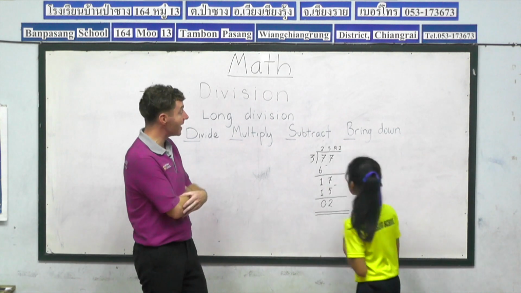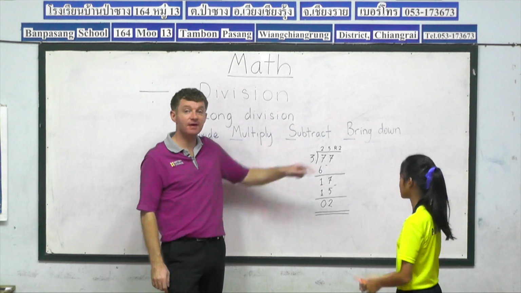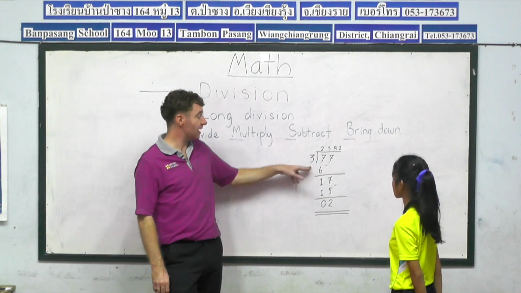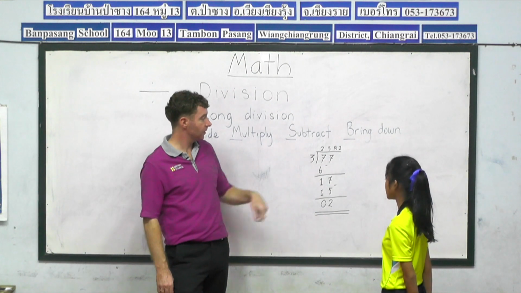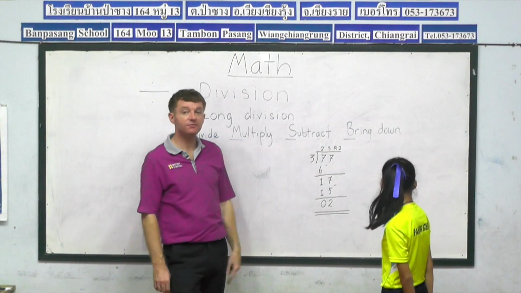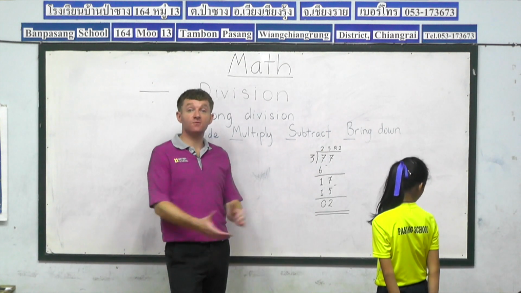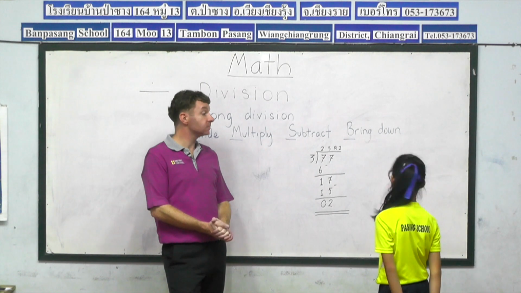And now we have our answer. 17 divided by 3 equals 5, remainder 2. Dan, that was brilliant.